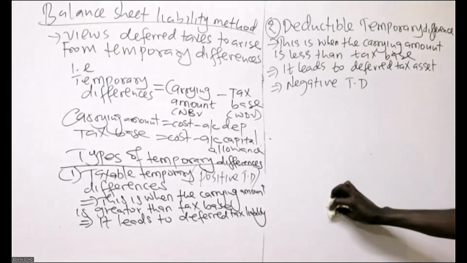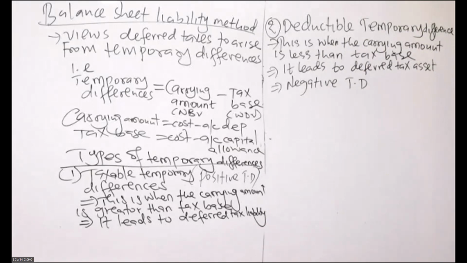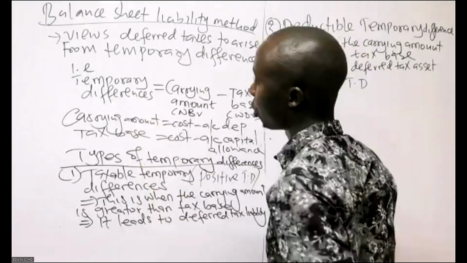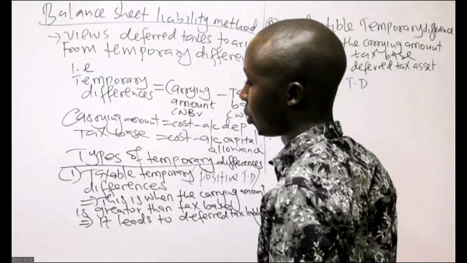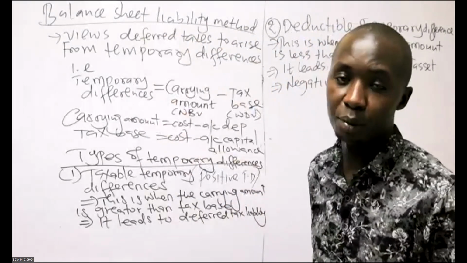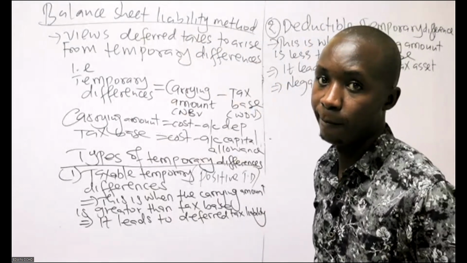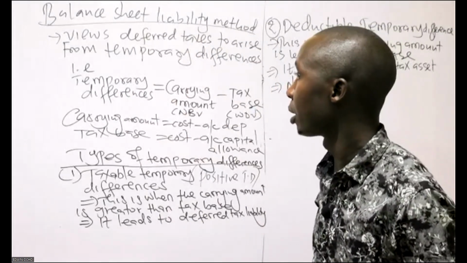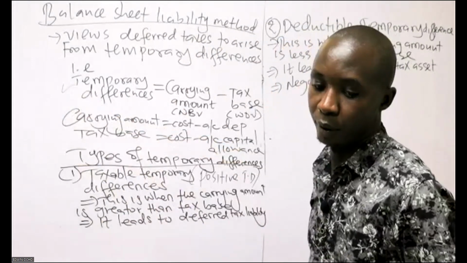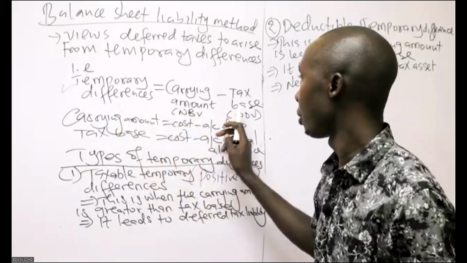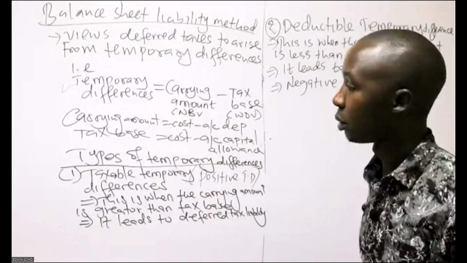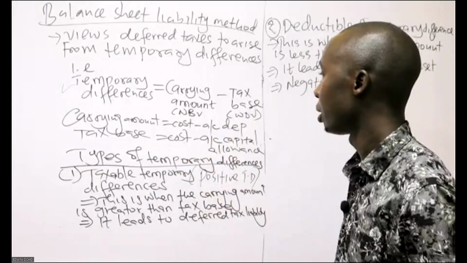So now we are able to answer the second part of that question. I've said the balance sheet method is the one which is recommended when computing deferred taxes, meaning that when you are doing your deferred tax, you follow this route of temporal difference: carrying amount minus tax base. Carrying amount is cost minus accumulated depreciation. Tax base is cost minus accumulated capital allowance.